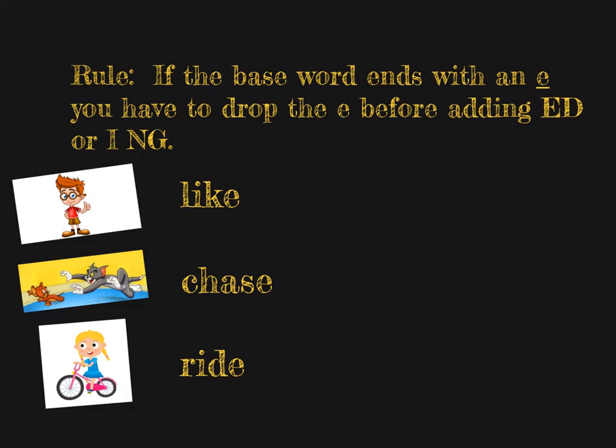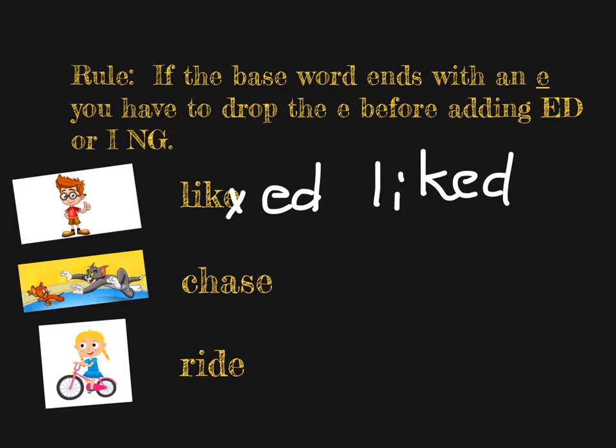The rule is, if the base word ends with an E, you have to drop that E before you add ED or ING. All right, let's take a look at the very first example. It is the verb like. So if I follow the rule above, I know I have to drop the E before I add my ED. So the word would look like this. If I were to keep that E, it would look like this. And that word would be "likeed" instead of liked.